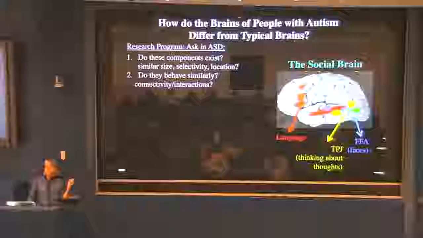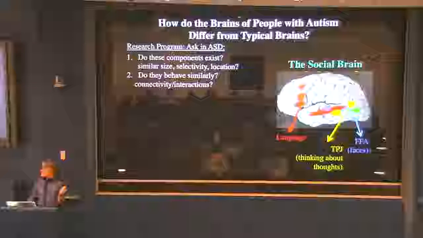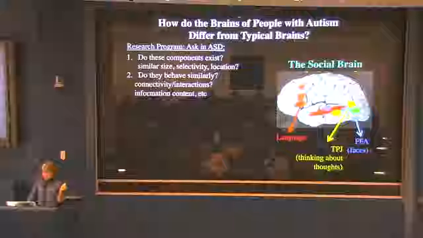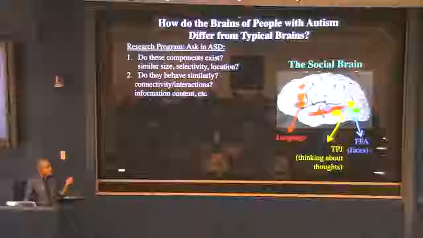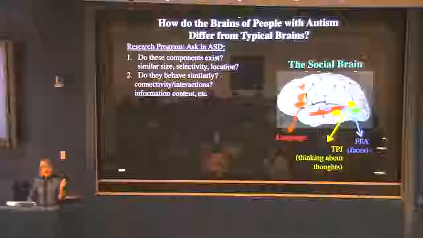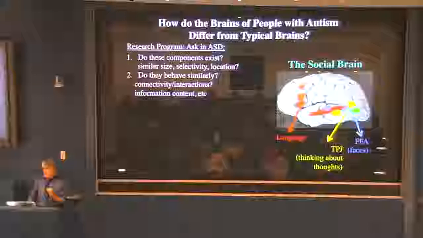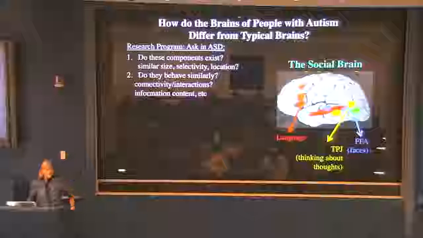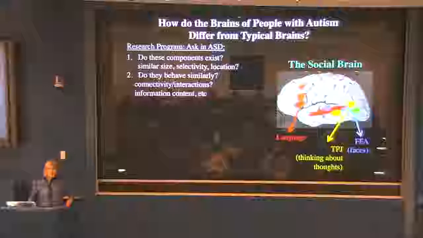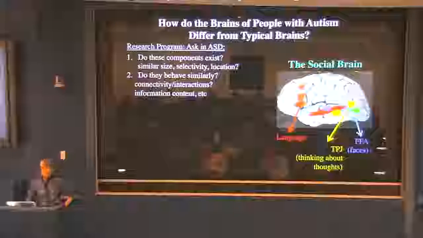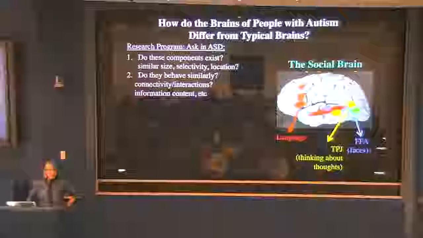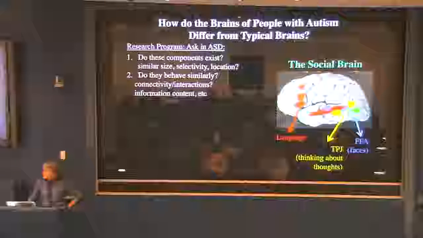Do they have similar connectivity? Do they interact similarly with other regions of the brain? Do they contain similar kinds of information in people with autism as with typical people? So that's roughly the research program I've been trying over the last few years. I can't say that it's been massively successful, but I'll tell you where we've gotten with this enterprise.